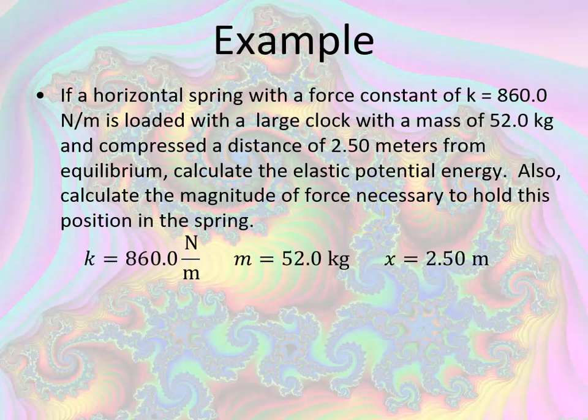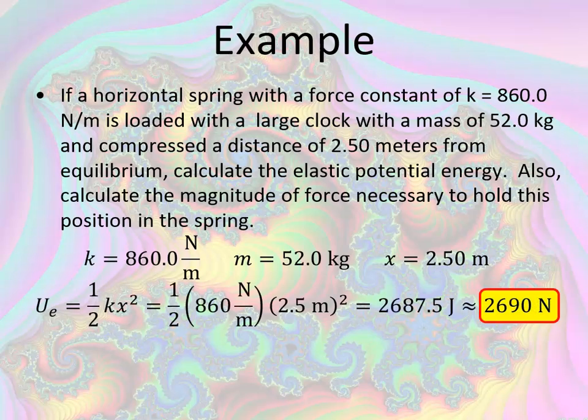Well, we write our givens. So we have k is given, the mass is given, the compression distance of 2.5 meters is given. There's the equation for our elastic potential energy, U equals 1/2 kx squared. Plug in the k, plug in the x, and you get 2,690 joules. That should say 2,690 joules, so we need to fix that, and it's fixed.